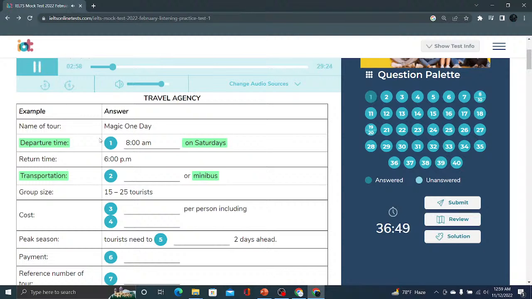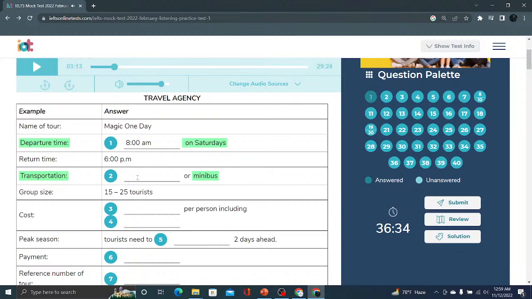When will we come back? About 6 o'clock in the afternoon. Fine. How about the type of transportation? We like to keep our tours small, so we offer a coach or a minibus.